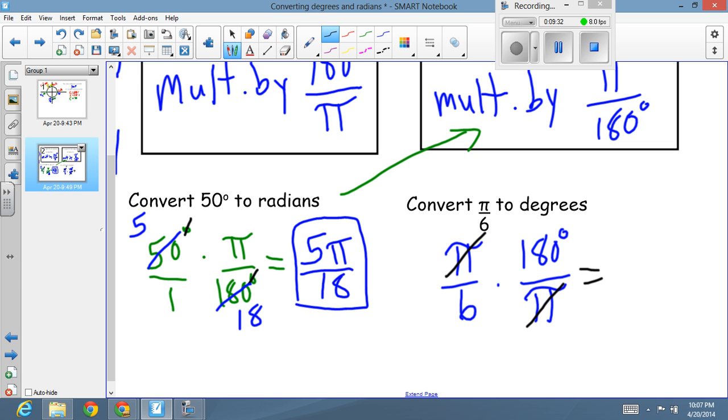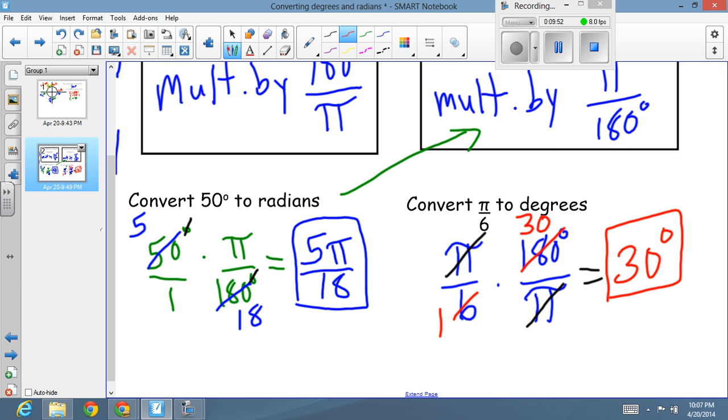If I look at 6 and 180, well, 6 goes into each of those. 6 goes into 6 once. 6 goes into 180 30 times. In the numerator, I just have 30. In the denominator, I just have 1. So pi over 6 is the same thing as 30 degrees.